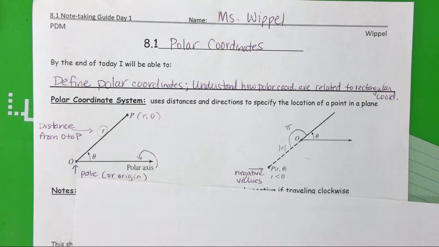Through all this today, we'll do the rest tomorrow. So we're going to start with 8.1. We're going to be able to define polar coordinates by the end of today, and then make sure we know how polar coordinates and rectangular coordinates are related.